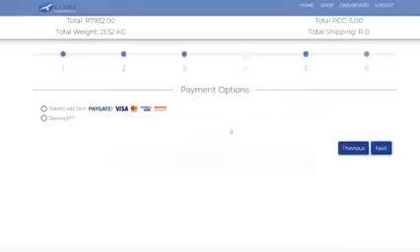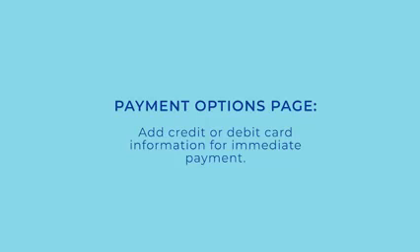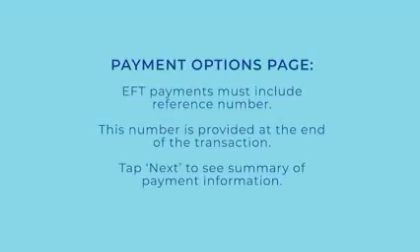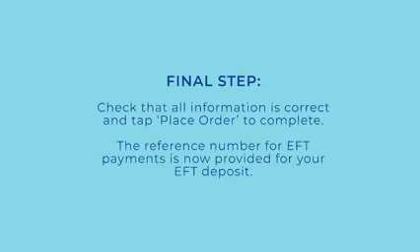Select the payment option. Please note, group orders can only be paid for via one bank account. Credit or debit card purchases will go through immediately. EFT payments need a reference number that will be provided at the end of the transaction. Select Next to see a summary of the payment and to finalize your order.